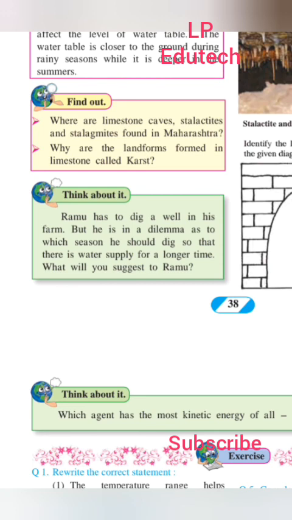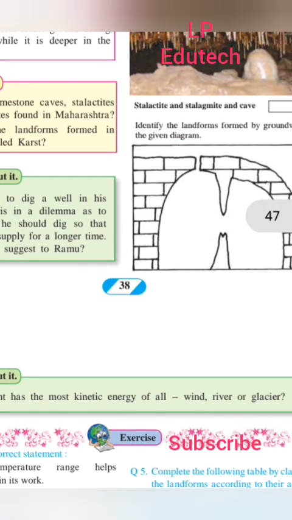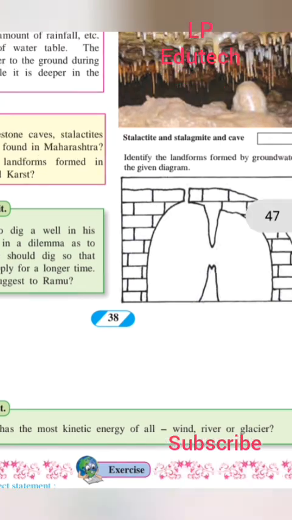Now think about it. Which agent has the most kinetic energy of all? Wind, river, or glacier? Actually, the wind has the most kinetic energy. It has the most impact other than these two.